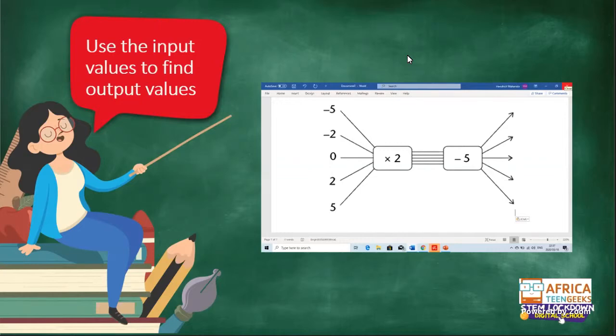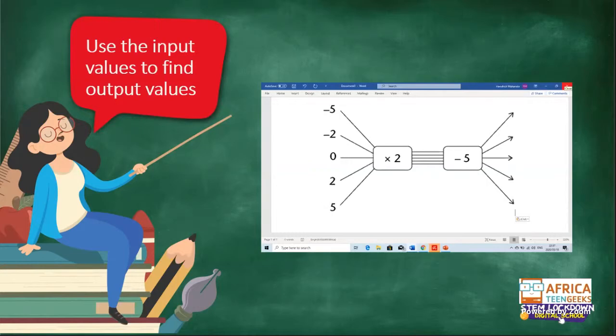Let us go now to the last one. We have the last one here, which is 5. The input is 5, and you also have the rule. So please use the rule as well as the input values to find the output value.